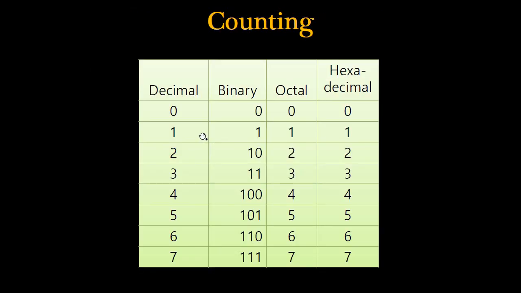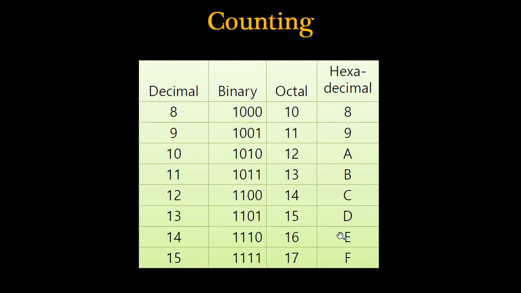Here is the counting of the different number systems. Likewise, here is the table for the decimal, binary, octal and hexadecimal numbers. This is table 1 up to number 7, and for 8 to 15 this is table number 2. Here we can see that in hexadecimal the counting is similar up to 9, but when it comes to 10, these numbers are represented by the alphabets A, B, C, D, E, F up to 15.